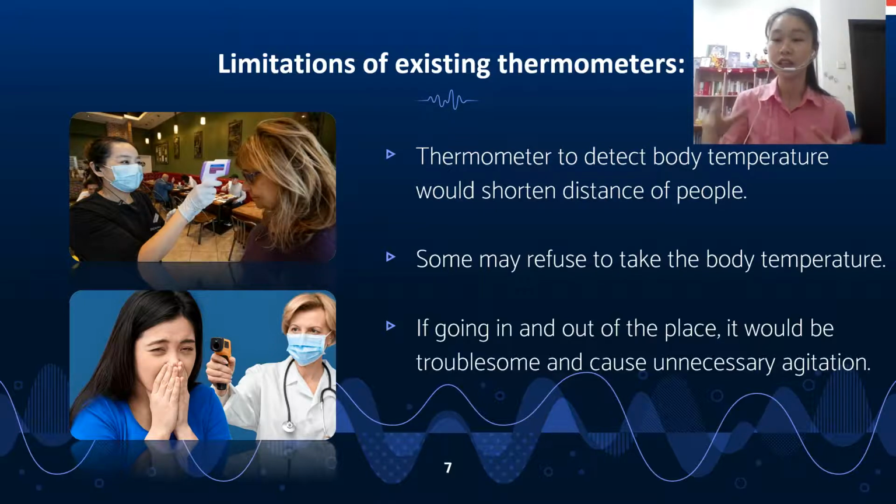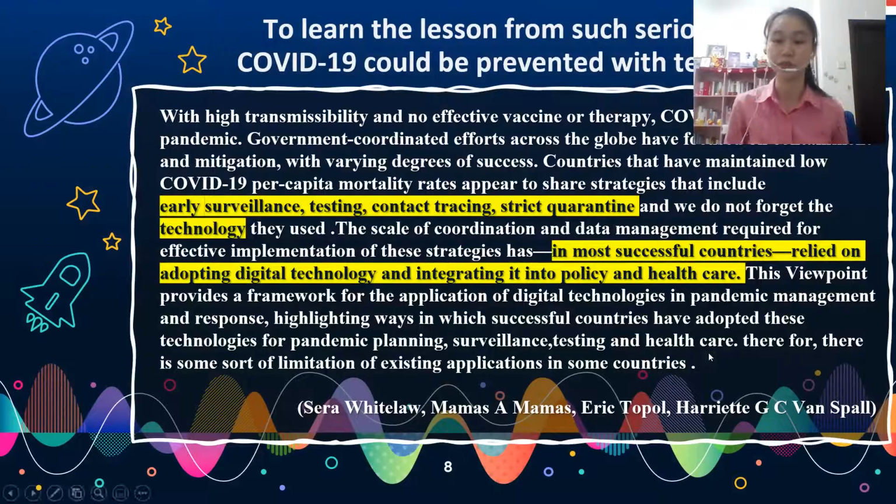And then there is the third case, where some people might refuse to take the body temperature. Why? Because they feel like they keep on getting their body temperature taken and it's not necessary, or they feel so agitated when somebody has to take my temperature when I have been going in and out several times, and I don't feel comfortable. They might say it, and I've seen situations like that, and we have nothing to do about it. So it is very problematic, and we want to break through these limitations.